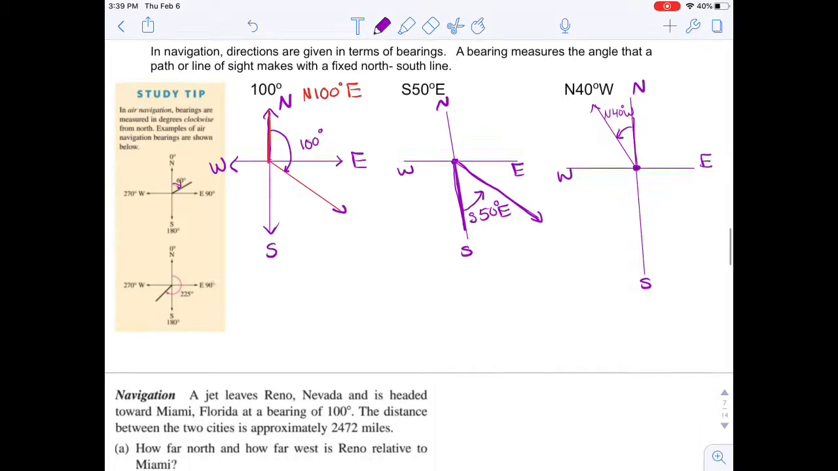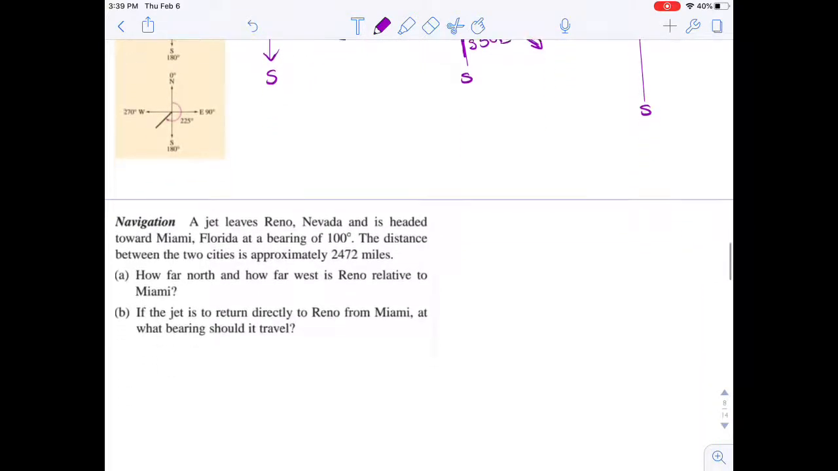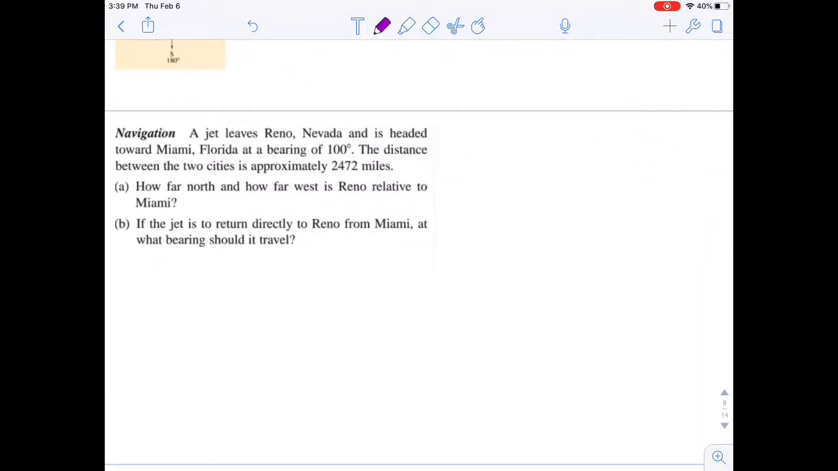So if I look at this next problem, it says a jet leaves Reno, Nevada and is headed towards Miami at a bearing of 100 degrees. The distance between the two cities is approximately 2,472 miles. Two parts. A, how far north and how far west is Reno relative to Miami? And B, if the jet was to return directly to Reno from Miami, at what bearing should it travel?